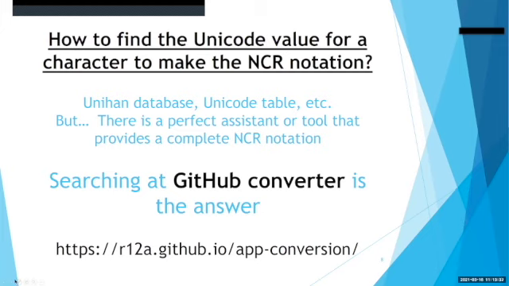I can already imagine that I would make a lot of mistakes, but fortunately, there's a perfect tool available called GitHub Converter. GitHub Converter will provide a complete NCR notation. The website is at the bottom of the slide. You can make a bookmark for this and use it. Next, please.